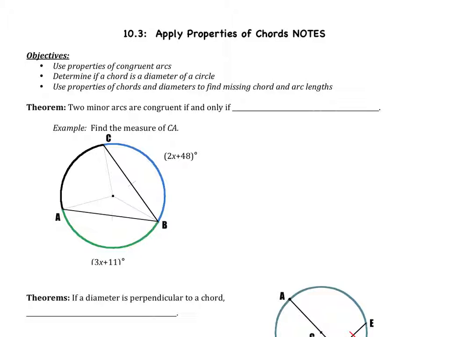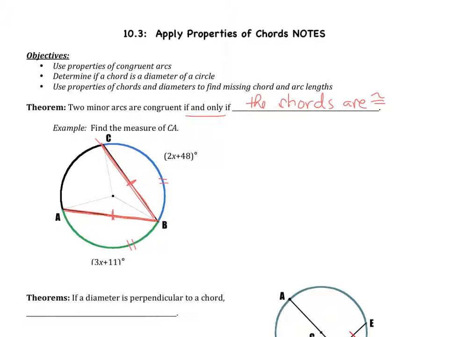Okay, it says that two minor arcs are congruent if and only if, okay, that makes it a biconditional, it's true both ways, if the chords are congruent. So you can kind of see it here, it's a little faint, but they did a little tick mark and a tick mark. So what they're saying is that chord AB is congruent to chord BC, and if the chords are congruent, then that means that these arcs are congruent to each other.